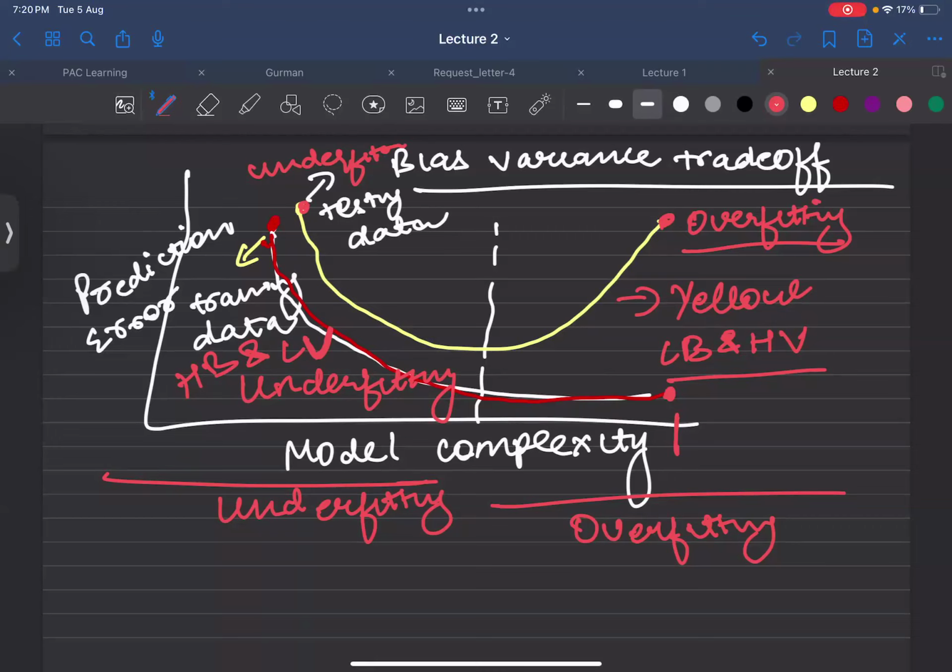This red line is training data and this yellow line is testing data. In underfitting, training data also gives us high error. In underfitting, we have lesser number of features here.